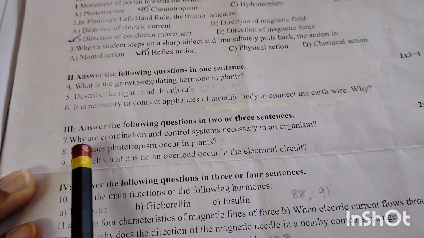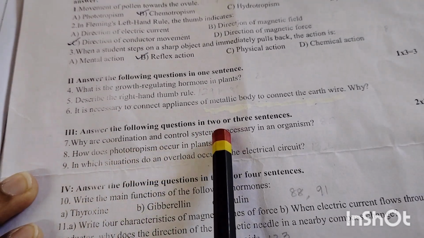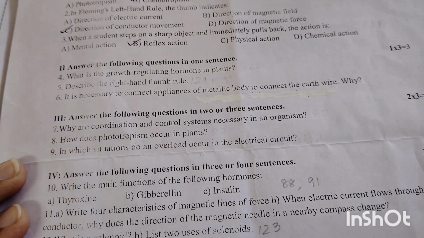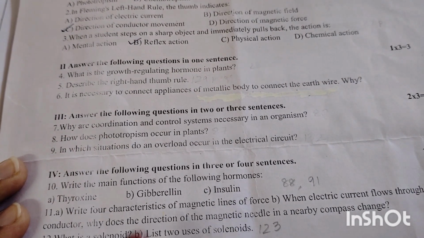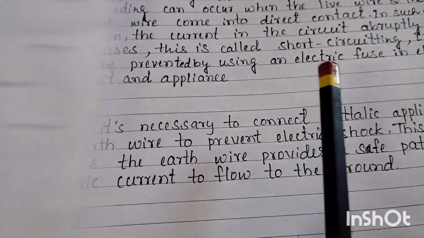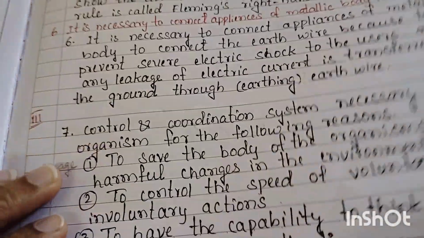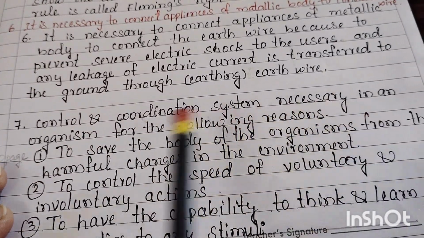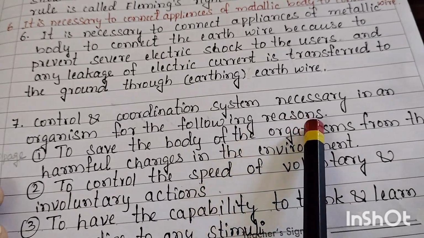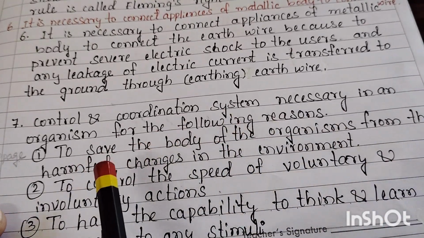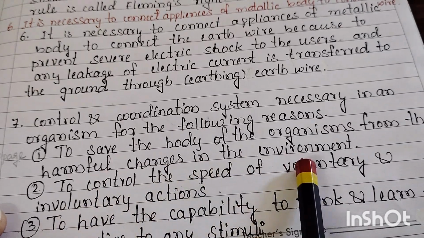Next, third mark. Answer the following questions in 2 or 3 sentences. Seventh one. Why is the coordination and control system necessary in organisms? Answer is, control and coordination system is necessary in organisms for the following reasons. To save the body of the organism from the harmful changes in the environment.